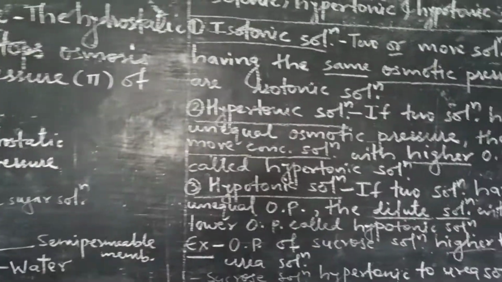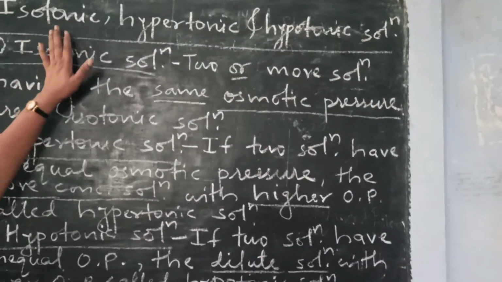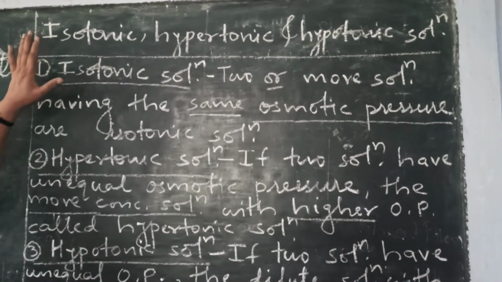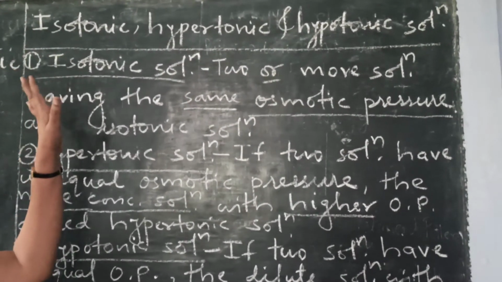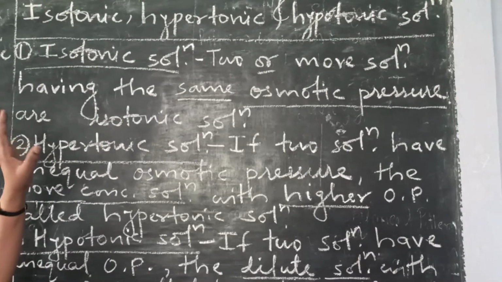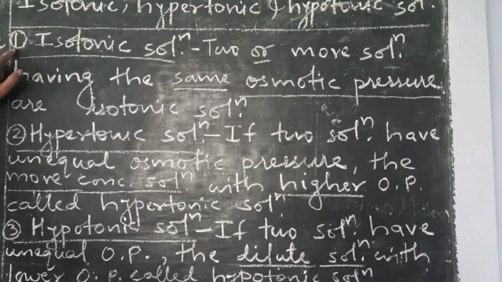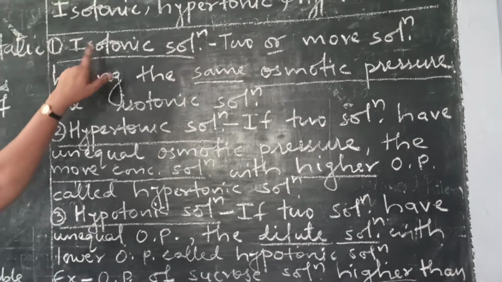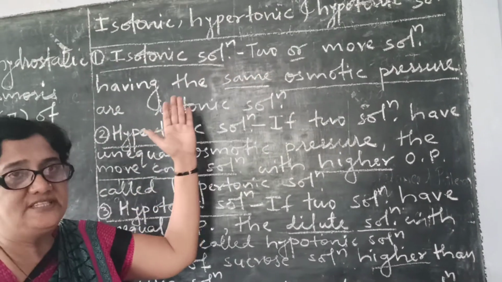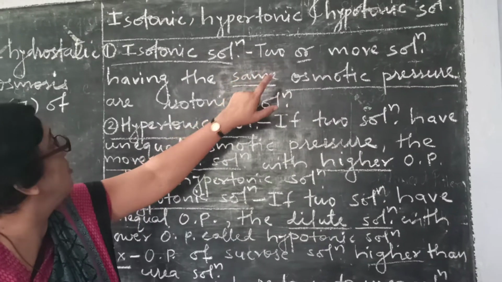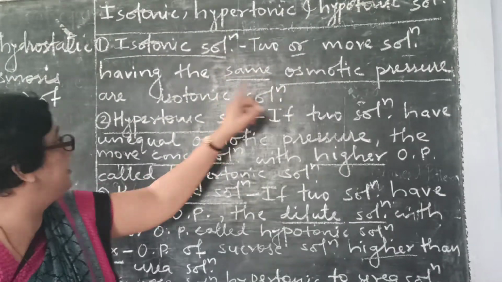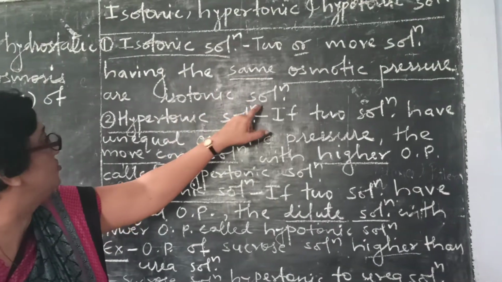Now let us see the other definitions: isotonic, hypertonic and hypotonic solution. As the name indicates, you can write the definitions very easily. These are very simple terms. First see the isotonic solution. What is isotonic solution? Iso means same. Same concentration means isotonic. Two or more solutions having the same osmotic pressure or the same concentration are isotonic solutions.